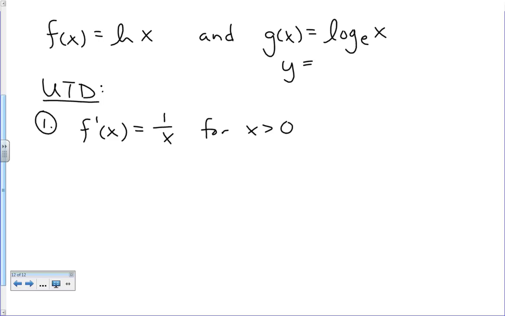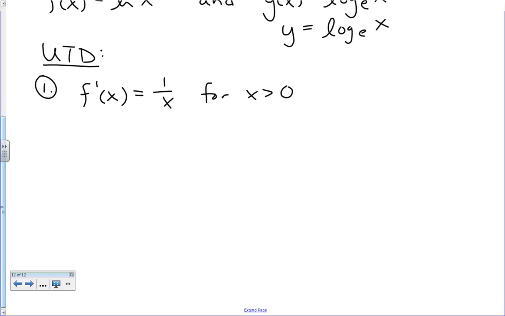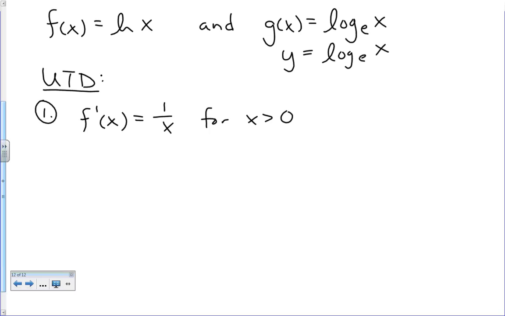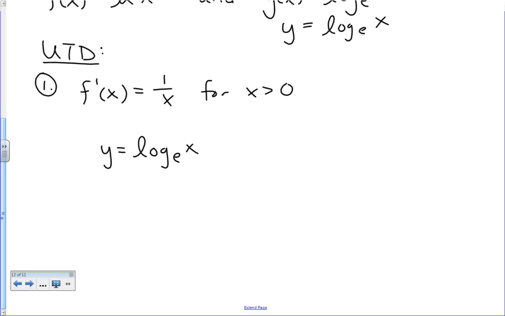Just for ease here, I'm going to say that y is equal to the log base e of x. We'll replace g of x with y. So we're trying to find out what g prime is equal to, or that's what y prime is equal to. If y is equal to the log base e of x, remember, using your definition of a log, that's the same as saying that e to the y is equal to x. Those two mean the same thing.